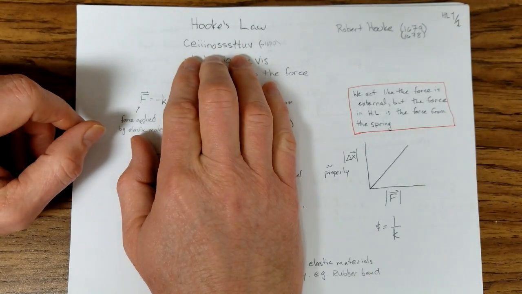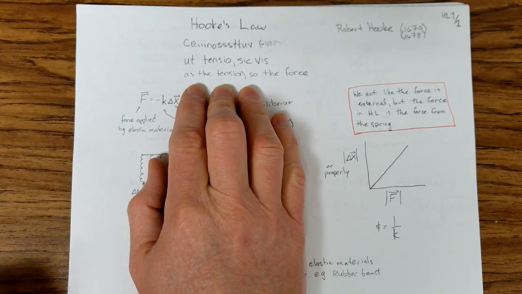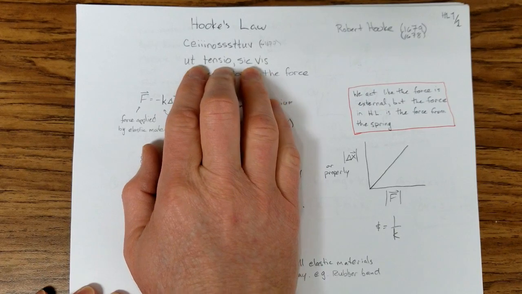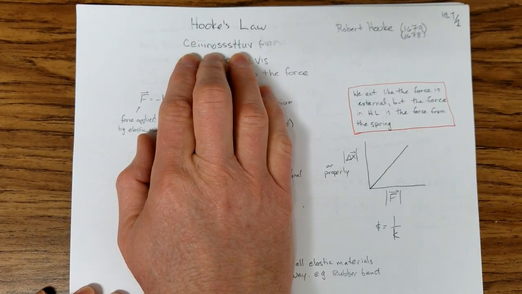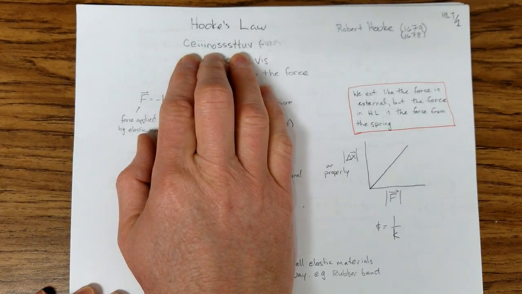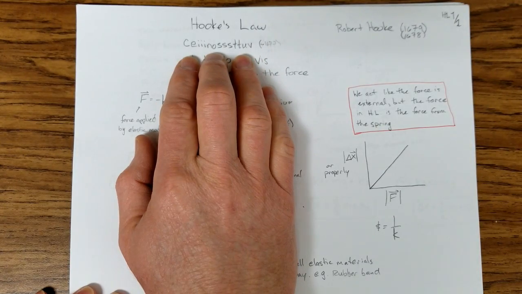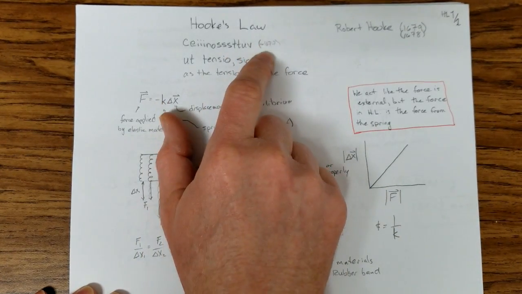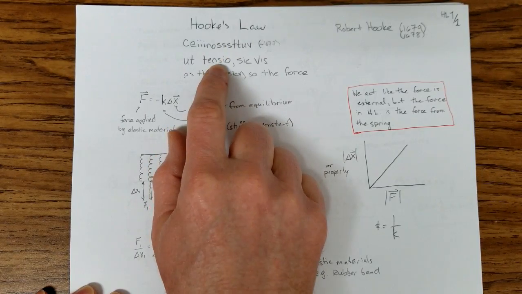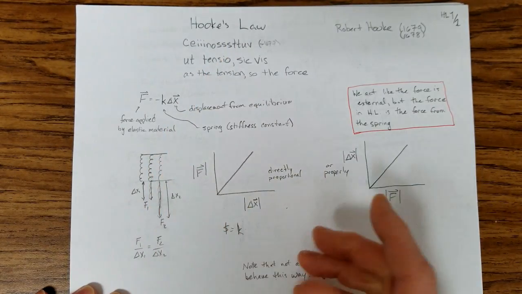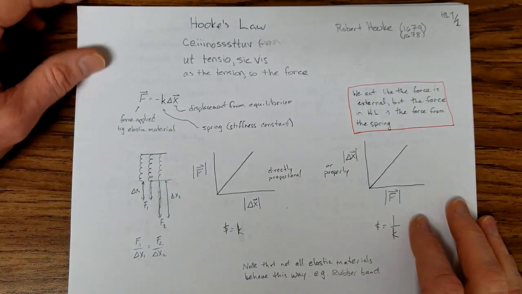So what he did is he took as the tension, so the force, translated it into Latin, and then basically wrote all the letters in alphabetical order, so that later on he could go, wait a second, I did it first, because in 1677 I wrote that, and that translates to this, and that translates to that. So anyway, it's quick and dirty.